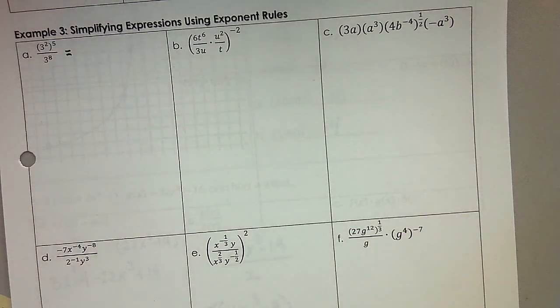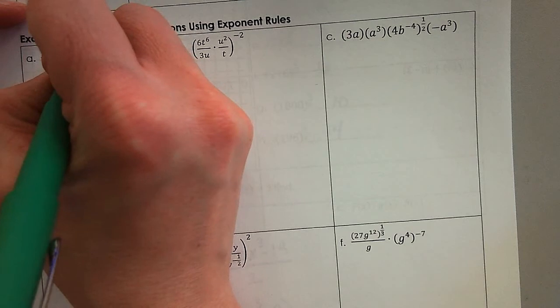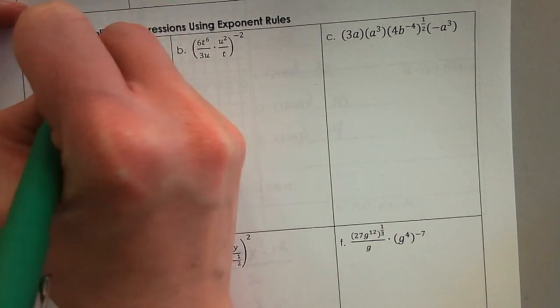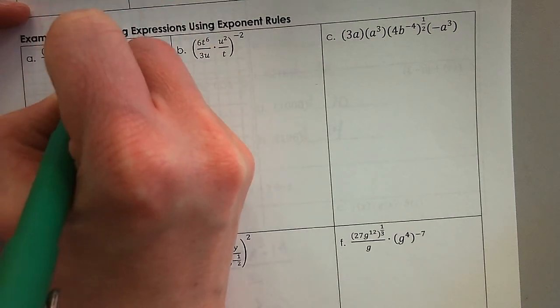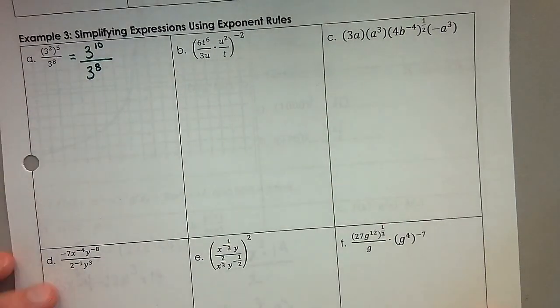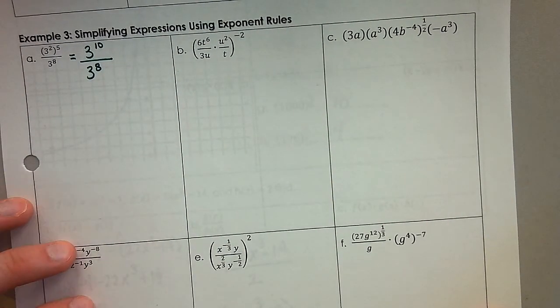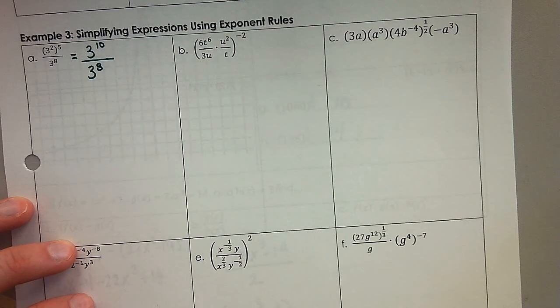3 squared raised to the 5th. Isn't that just 3 squared, everything to the power of 2 times? Yes. So that would be 3 raised to the 10th over 3 raised to the 8th. Do I still have the same bases? And I have a quotient, so what do I do with their exponents?